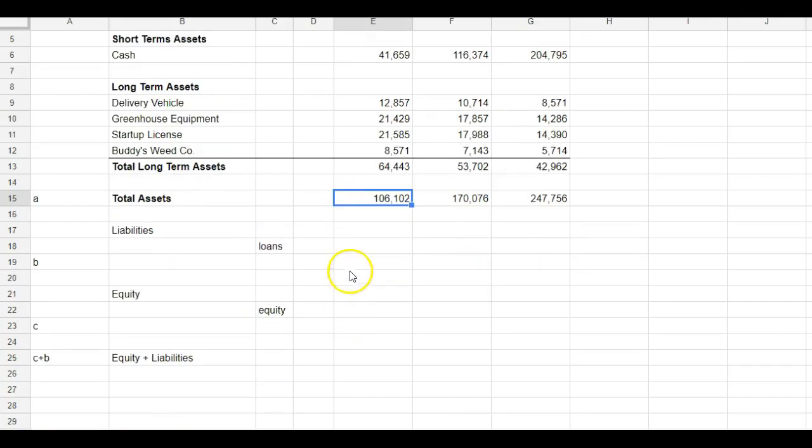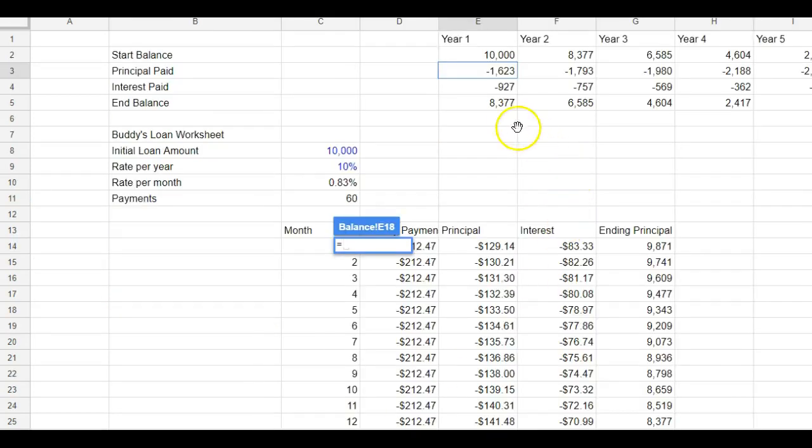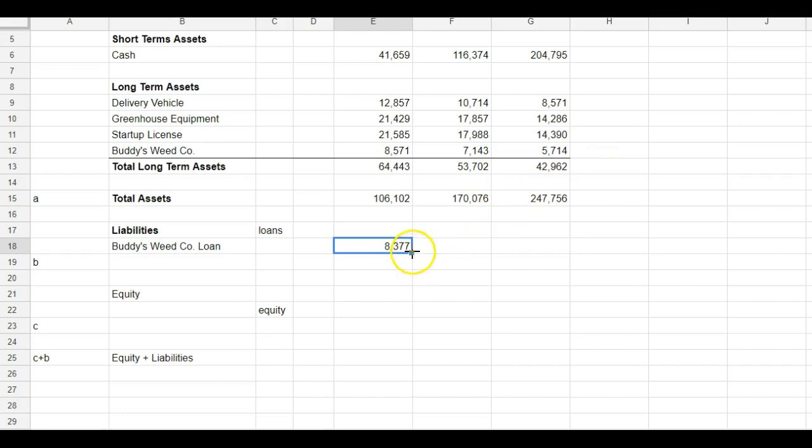All right, now the liabilities, we got a loan, right? And the loan is the outstanding loan, right? We got one outstanding loan. We got Buddy's Weed Co. loan. All right. And the outstanding balance at the end of the period was that. Okay. All right. Get rid of that.